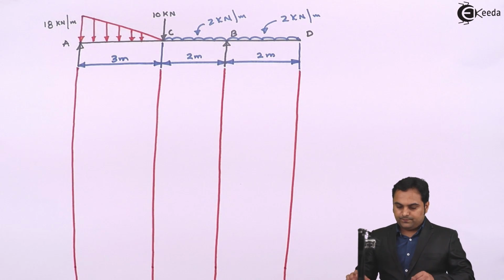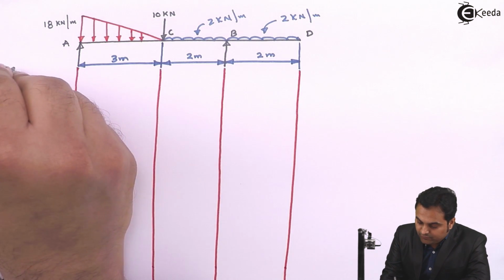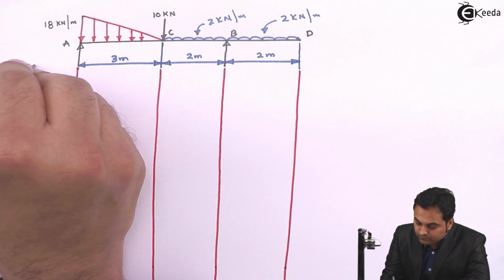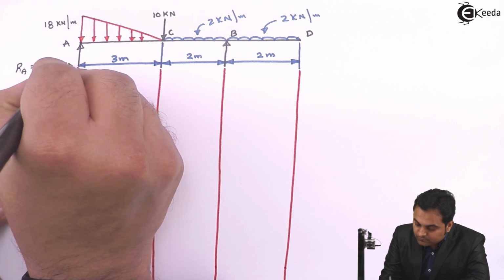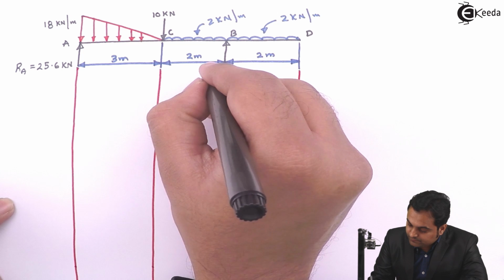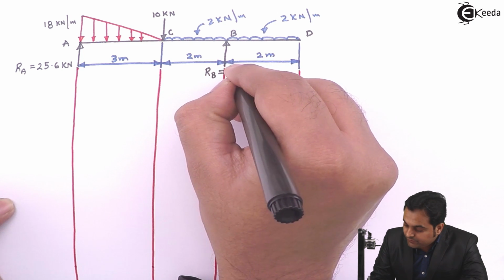Now here, in case of this beam, we have found out RA value. RA was 25.6 kilonewton. Similarly, RB value 19.4 kilonewton.